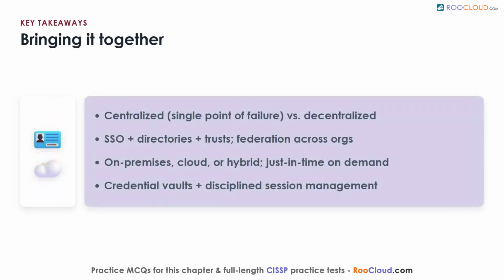So let's bring it together. Centralized control is simple, but risks a single point of failure, while decentralized control spreads the load and the effort. Single sign-on gives one login to many resources, powered by directory services and trusts, and federation carries that convenience across organizations, on-premises, in the cloud, or hybrid. Just-in-time provisioning creates accounts on demand, credential systems and vaults store secrets safely, and disciplined session management closes the door on idle access. Together, these are the building blocks of real-world identity management.